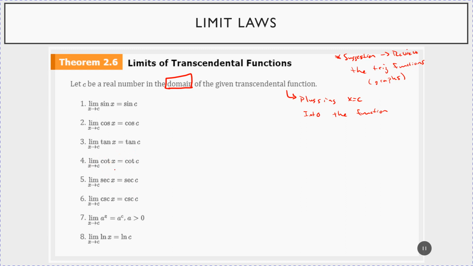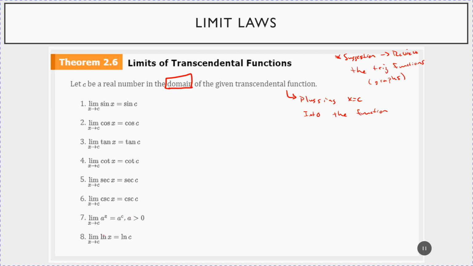So limit as x goes to C of cotangent of x, cotangent of C. Limit as x goes to C of secant of x, that's just secant of C. Limit as x goes to C of cosecant of x, that's just cosecant of C. Now here we have an exponential function, so limit as x goes to C of a to the x. Just so we're clear, a is a real number, and the variable here is the exponent. So this is just a to the C, as long as a is greater than 0. So you're literally just going to plug it right in.